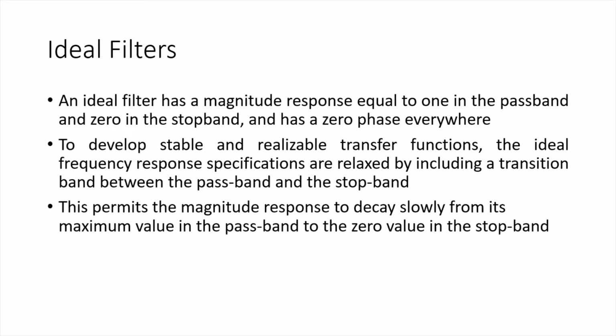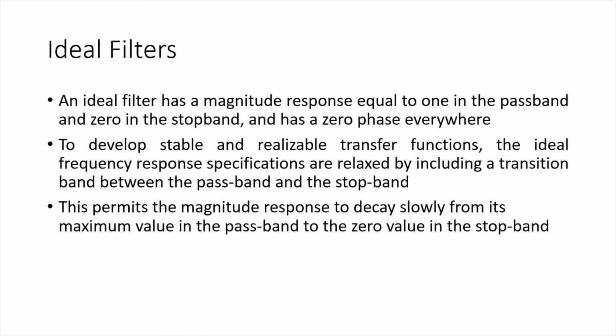To develop a stable and realizable transfer function, the ideal frequency response is relaxed by including a transition band, which is the implementation point of view. But one thing is very important regarding ideal filters: they are not practically realizable because they have an unstable and non-causal impulse response. Why do they have such an impulse response?